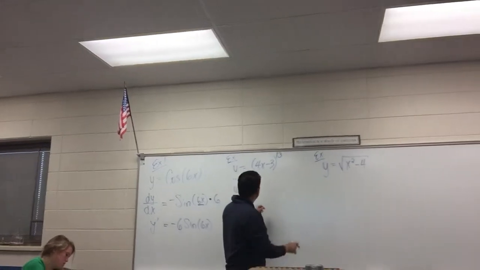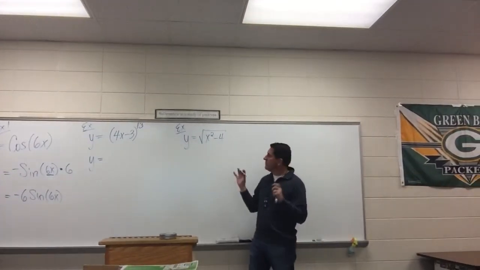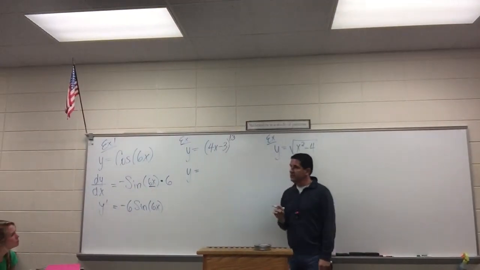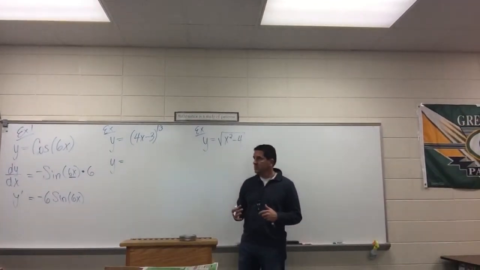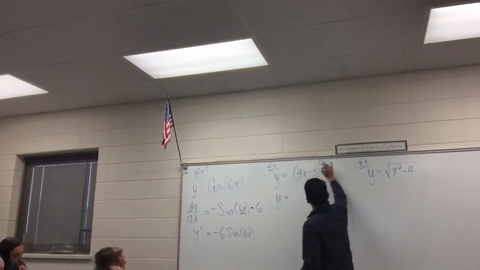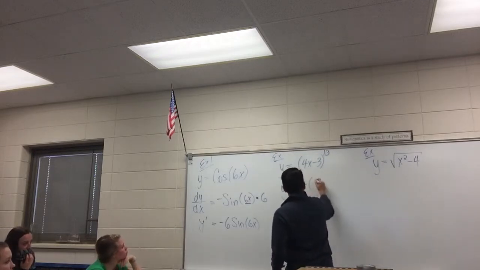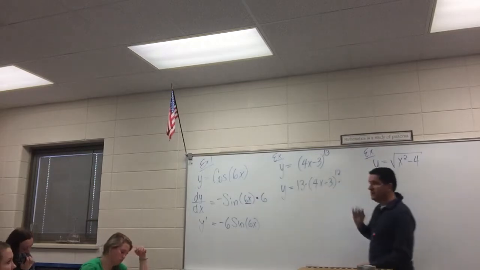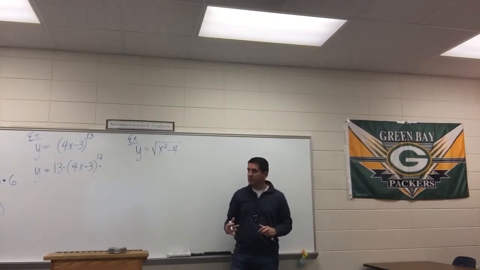Okay, so here you've got to see the big picture. The big picture here is that I have something to the 13th power. It's kind of like the power rule. You have to see it like this. So the derivative of this thing, to the 13th, is 13 times 4x minus 3 to the 12th. That's the outer function that we're finding the derivative of.